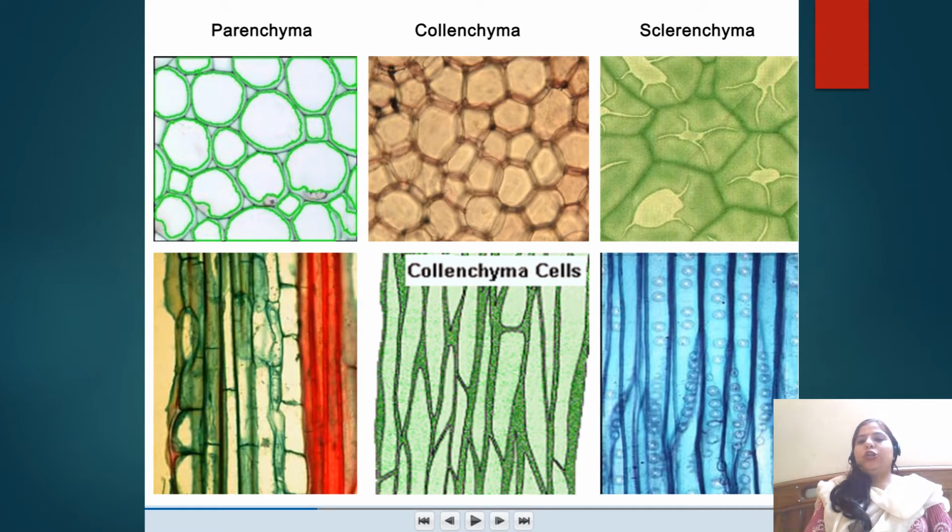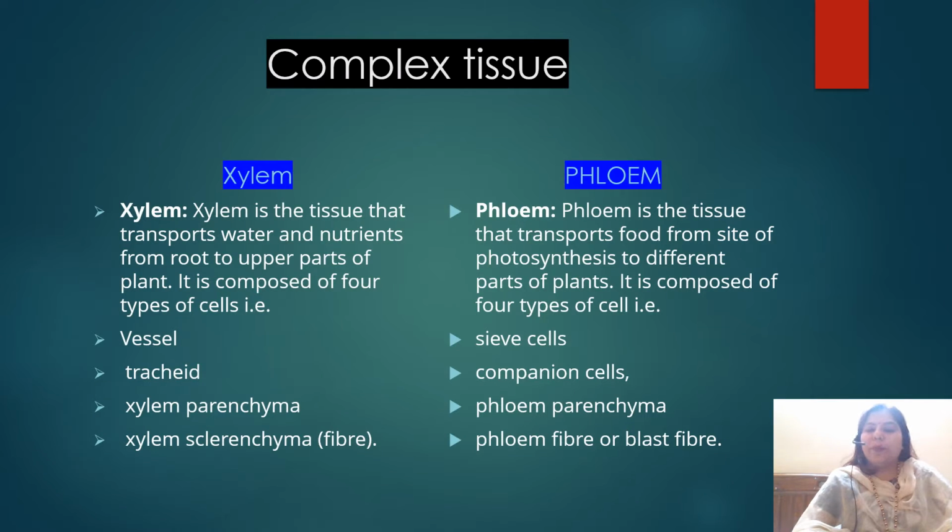Now moving on to the complex tissues, which are of two types, xylem and phloem. Complex tissues together are also called vascular bundles. Xylem is a tissue which helps in the conduction of water and minerals to different parts of the plant. Phloem helps in the transportation of food to different parts of the plant.